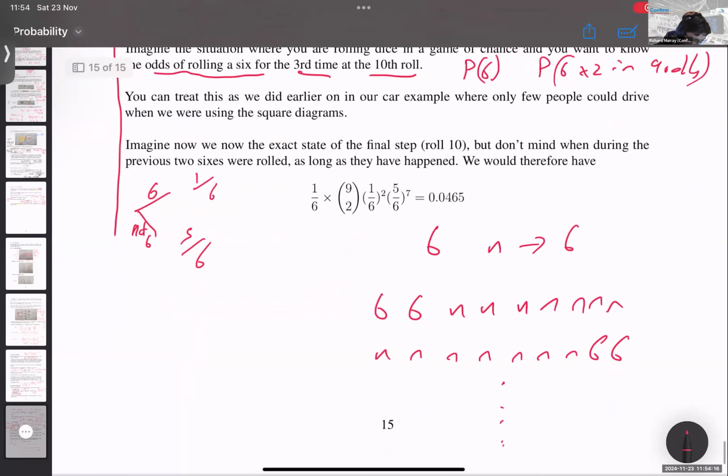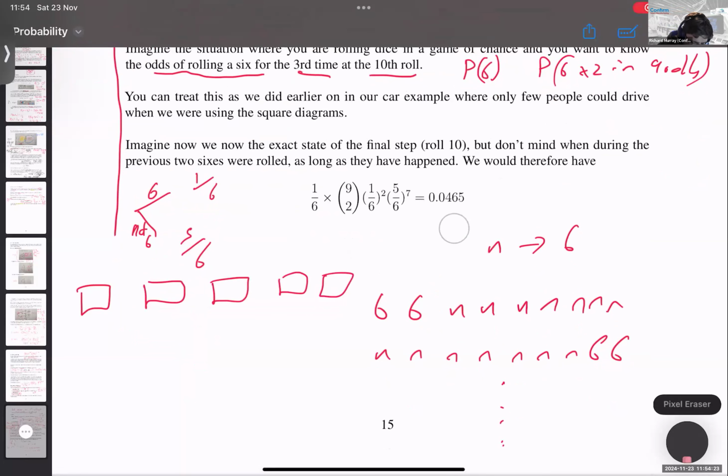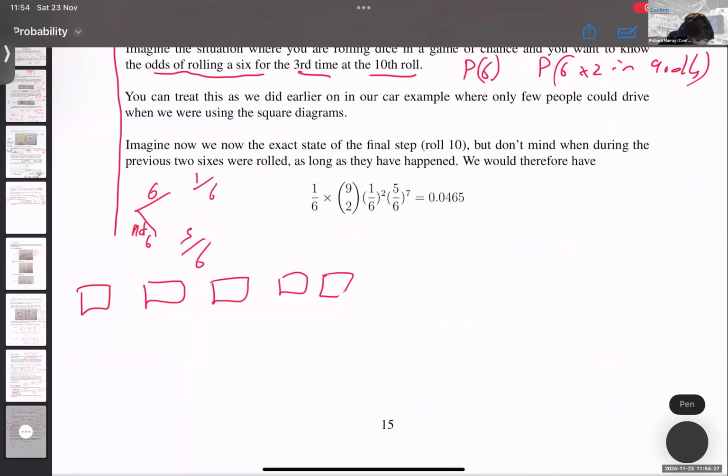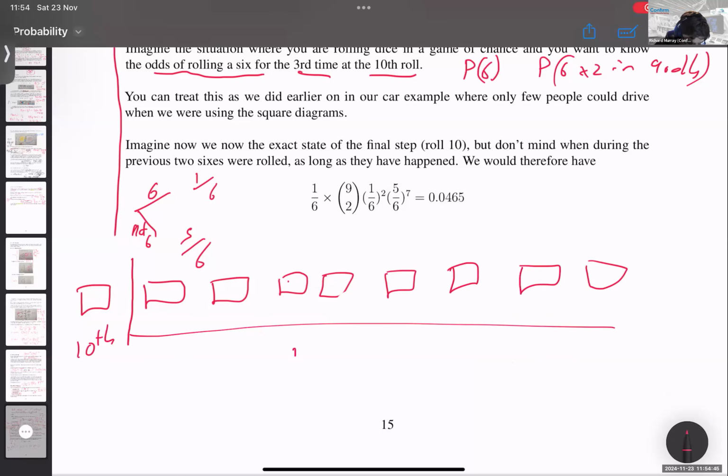So instead, in the same way that earlier we did our boxes for our HR and sales team meeting for our interview, we can do the same thing here to help our thinking. So we have 1, 2, 3, 4, 5, 6, 7, 8, 9 boxes. And we can separate them into 2 periods of time. We can separate them into our 10th roll, and this whole section is our first 9 rolls.